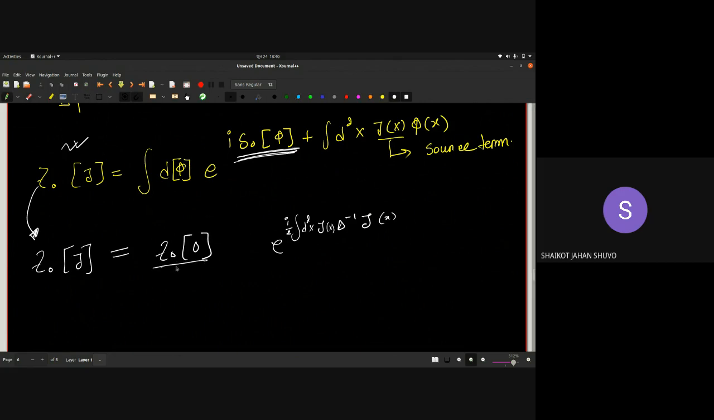And this Z0 of 0 is just the integral of D phi e to the power i S0, that means the classical action without any source term. Okay. And what does this subscript mean? This Z0 usually means the free theory. That means there are no interactions. The particles don't talk to each other.